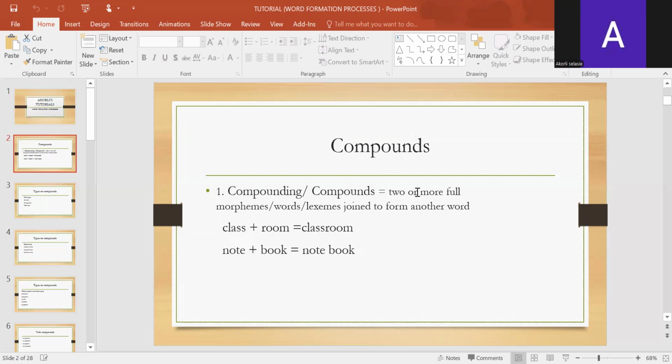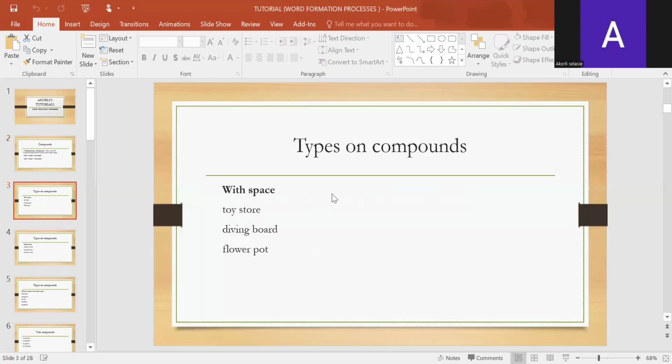Two or more full words. Remember that in an examination, the exam may not use the word full, but in any case where you hear words, it means the same as full words. So the adjective full may not be used there. Remember, words means full words. So we saw a typical example of class plus room making classroom, note plus book making notebook.